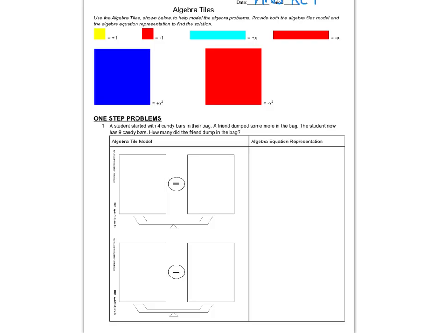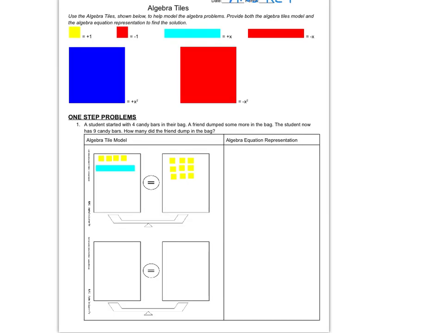Otherwise, it's going to look like this. We started with 4 candy bars. A friend then dumped some more in the bag, which we will call x. They now have, which is our equals, 9 candy bars. So our equation will look like this. The question always tells you what the variable is. It says, how many did the friend dump in the bag? That's our x, what we're trying to find. Whatever you're trying to find is always your x.